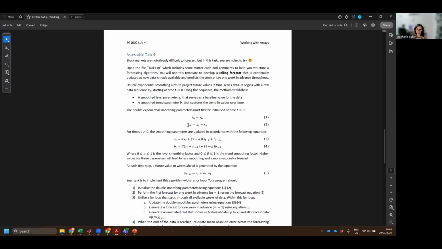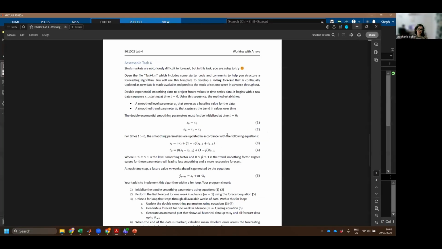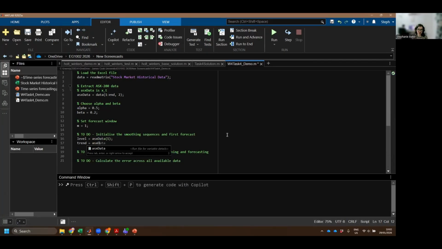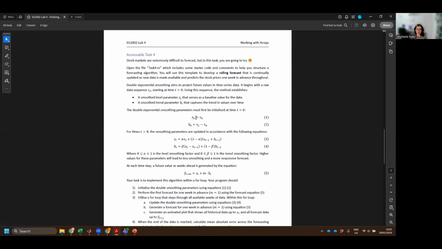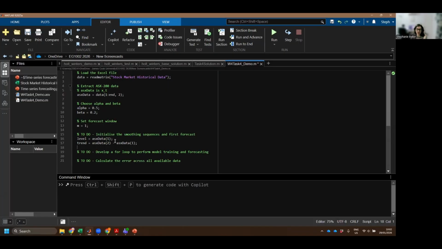Then if we have a look at trend, it's the difference between the first and the second. So that means that our trend is going to be the difference between second observed ASX data and the first observed data. You'll also notice the slight difference in indexing. So in the algorithm, time equals 0 is denoted with a 0. MATLAB indexing, though, starts at 1. So it's 1 and 2 minus 1 rather than 0 and 1 minus 0. But it means the same thing.